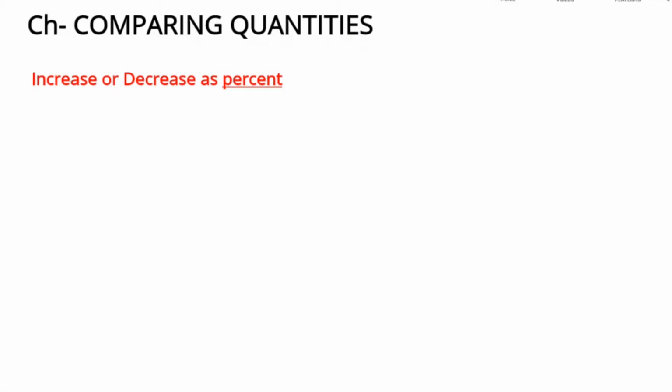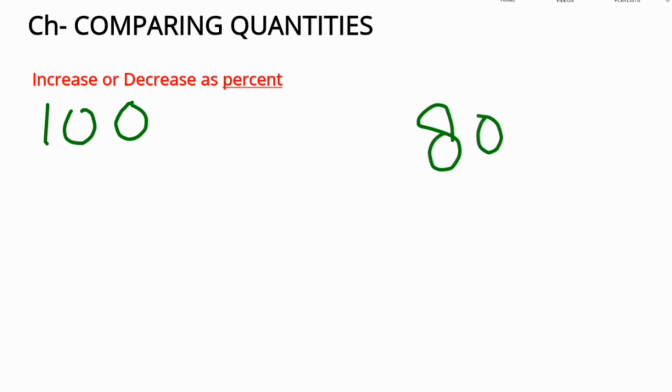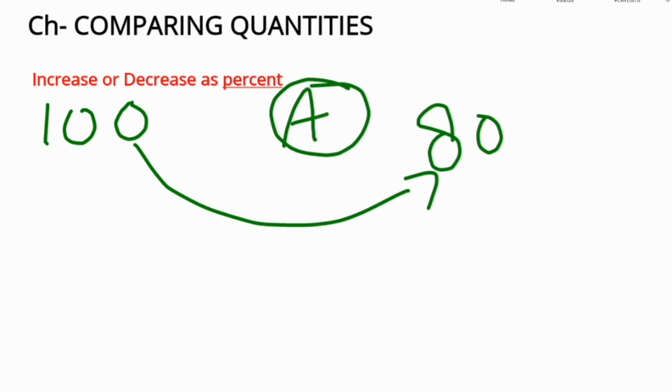Now next we will look at increase and decrease as percentage. If a value increases or decreases, how will we know what percent is decreased or what percent is increased? Let's take an example. Suppose a person is having 100 rupees this year and next year he is having 80 rupees. That is, the money went from 100 to 80 for a person named A. So in this we calculate increase or decrease.